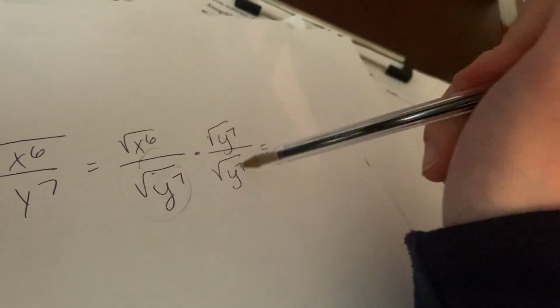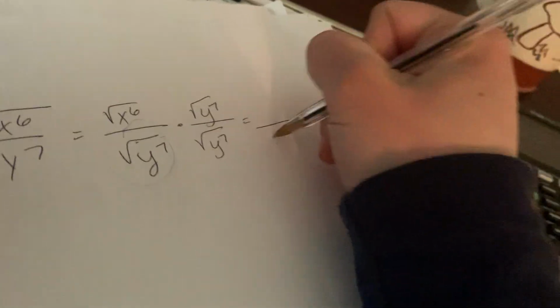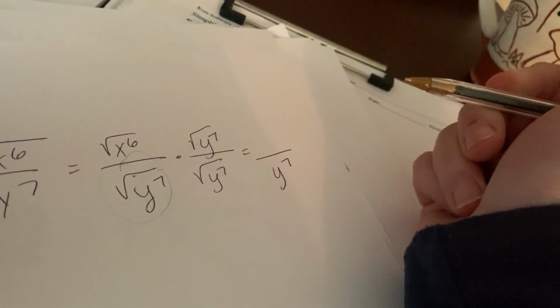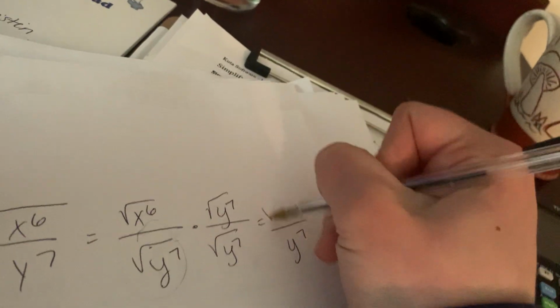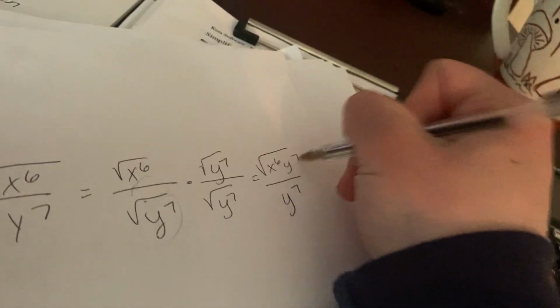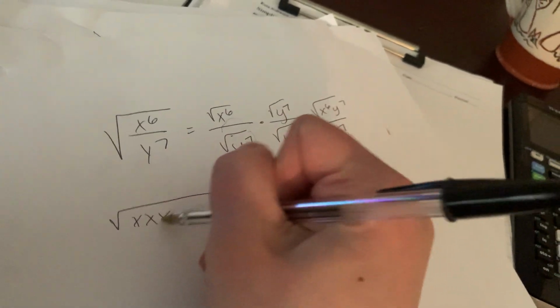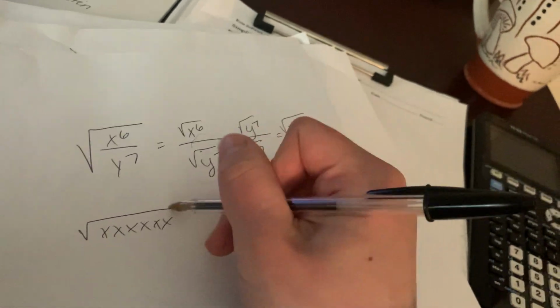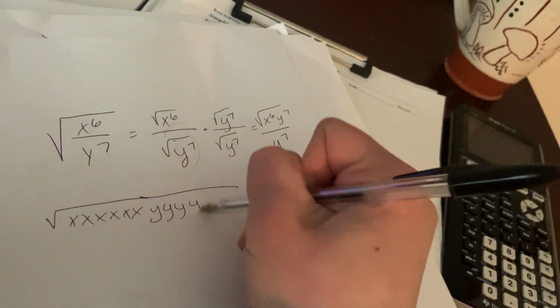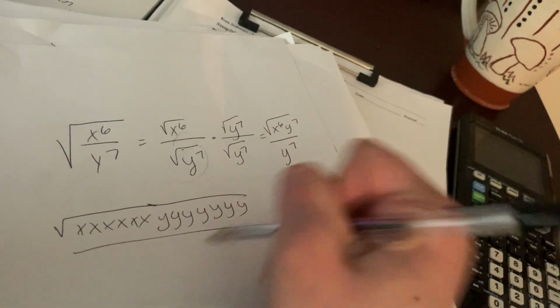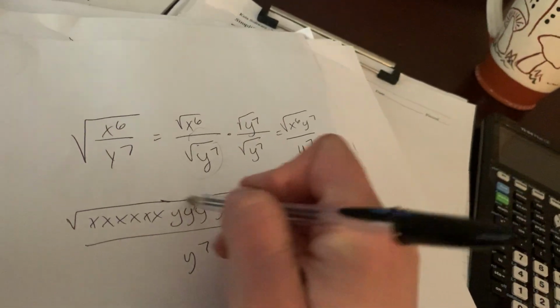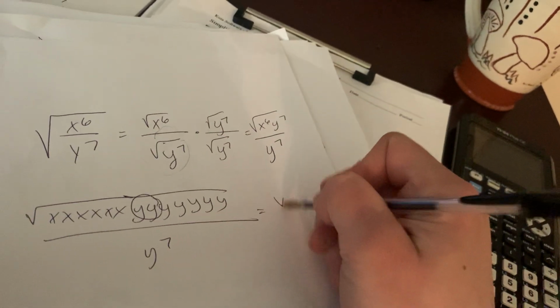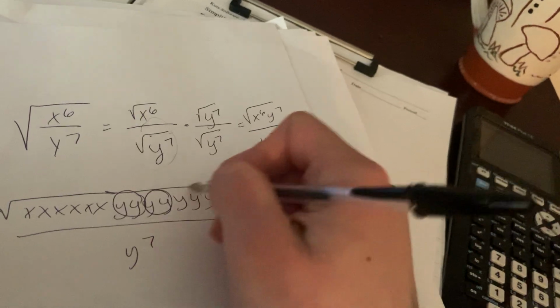A square root times a square root is a whole root, so you just have y to the 7th. Here, it's going to be the square root of x to the 6th, y to the 7th. You have to break it down. So x to the 6th. Do you have to write all these out? No, but I'm just doing it this way so you can see it better. So you grab a pair and you take it out. Grab a pair, take it out. Grab a pair, take it out. Grab a pair, grab a pair, grab a pair.